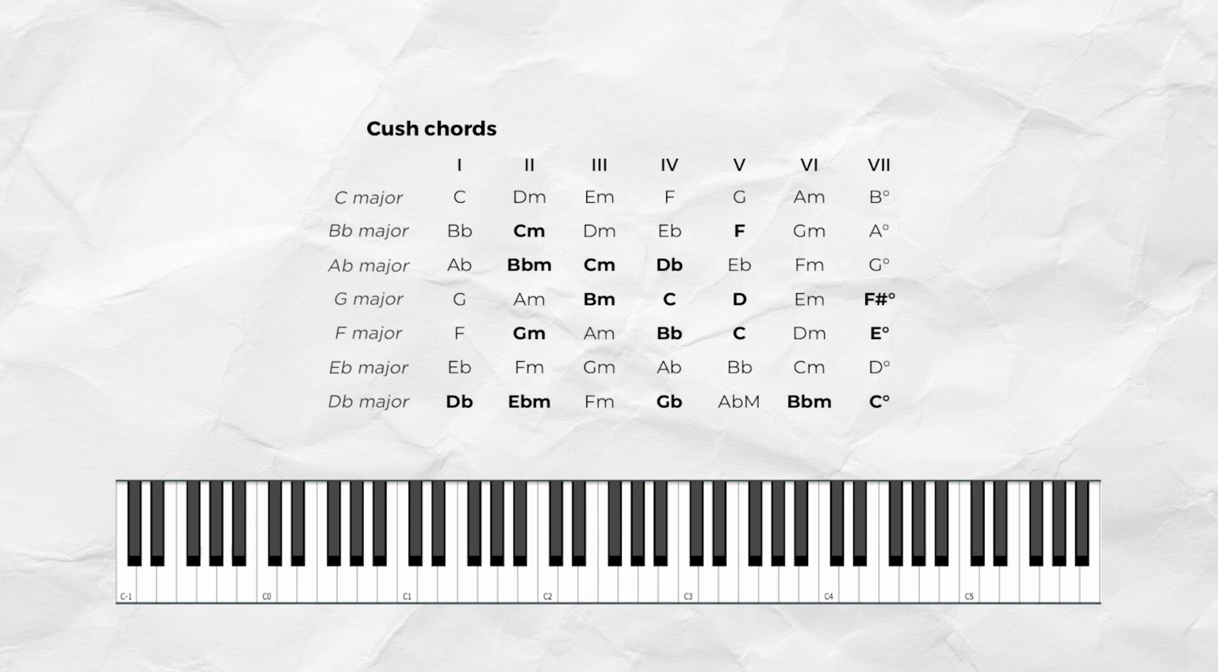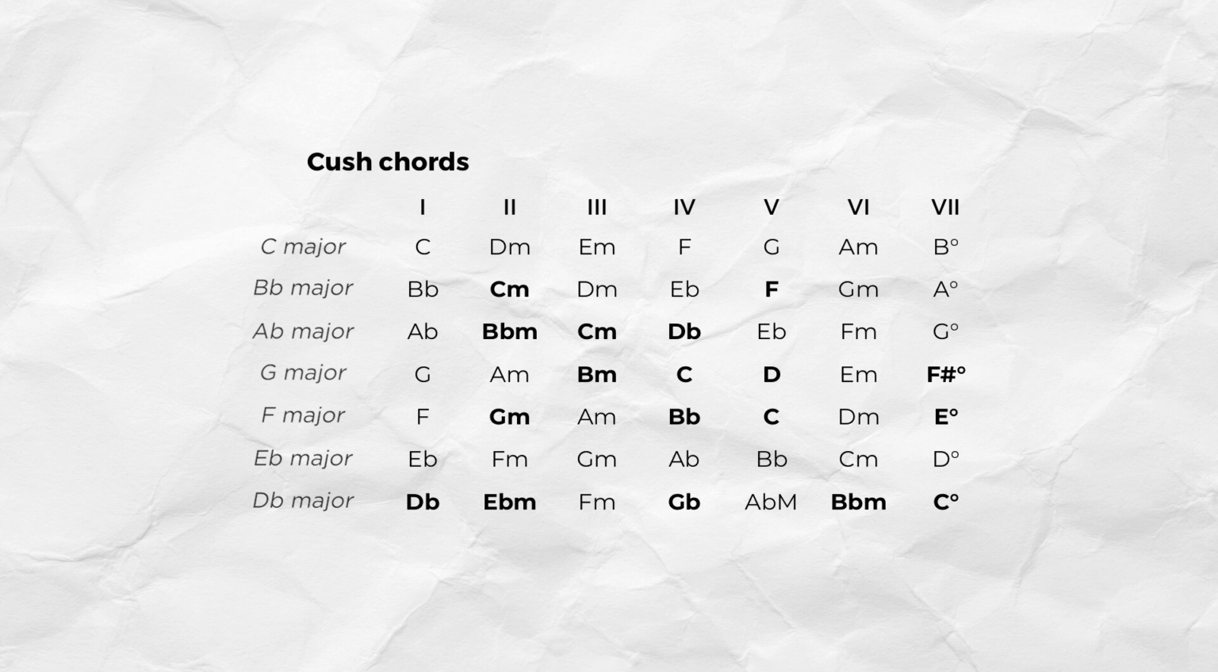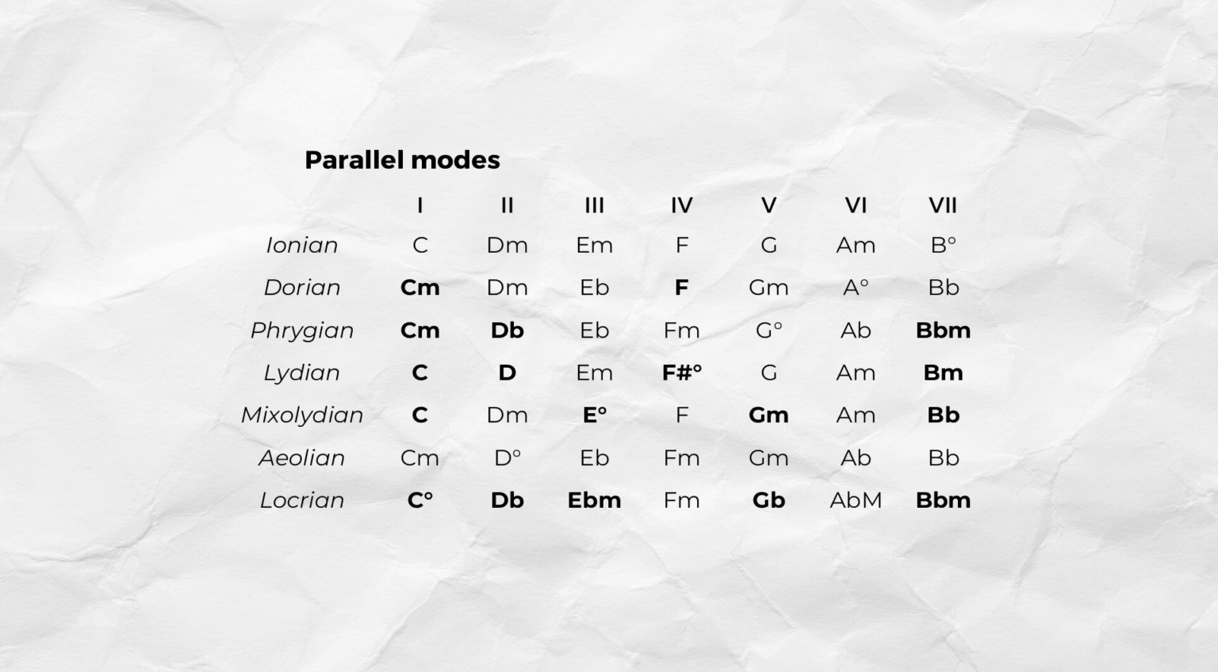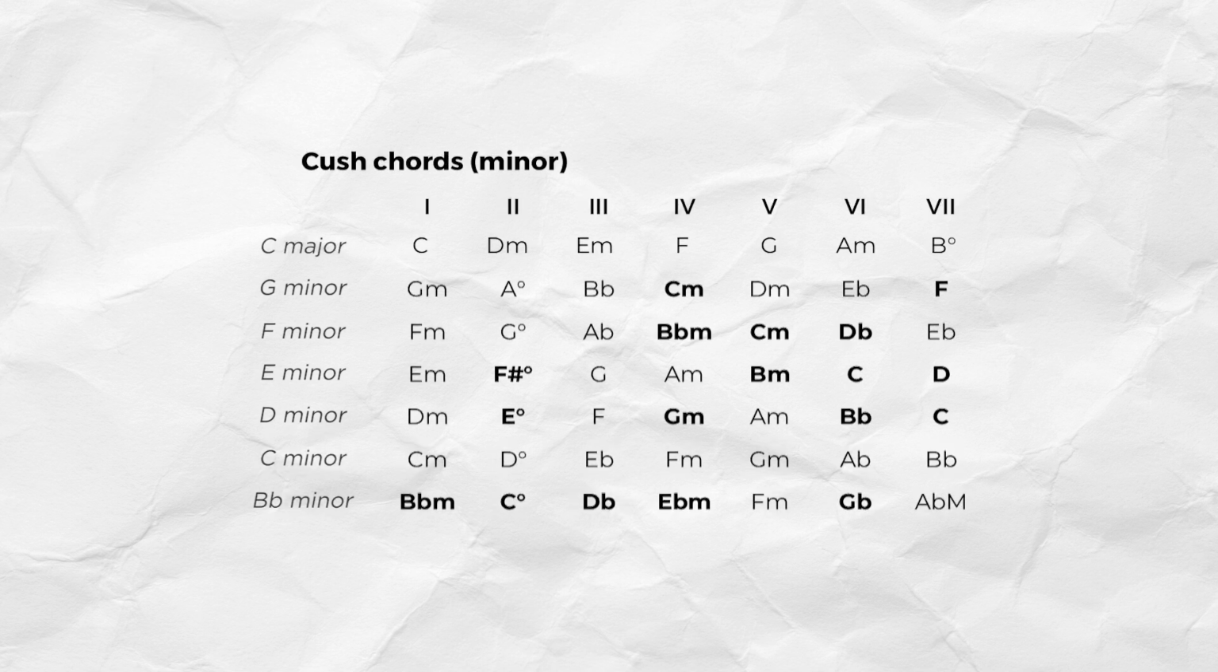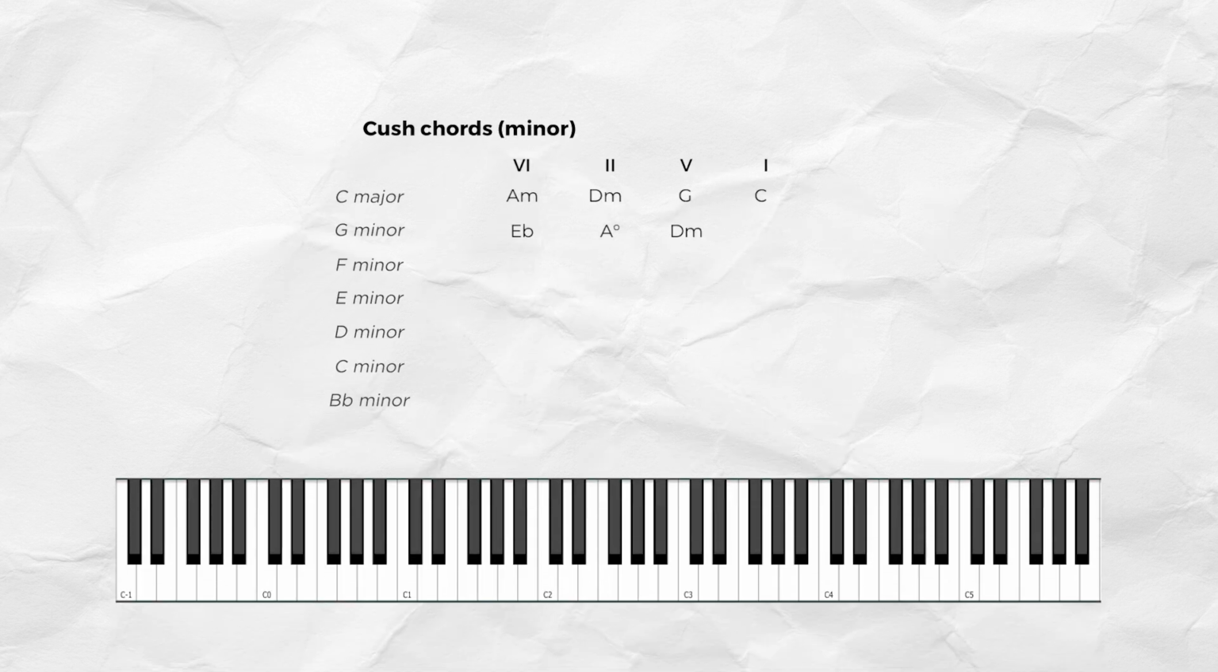So these are Cush chords, and we could also try to extend this logic to relative minor scales. Why not? When we start with the parallel modes, we can check their relative minor scales instead of their relative major. So that gives us the minor scales of G, F, E, D, C, and B flat. So let's see how it sounds when we take from the G minor scale. That makes E flat major to A diminished to D minor. Then back to C major. And let's see how it sounds when we take from the F minor scale.